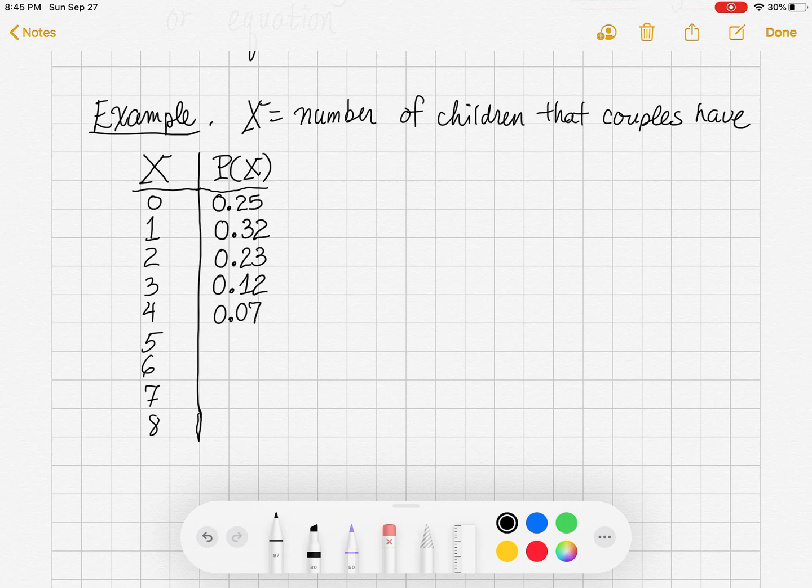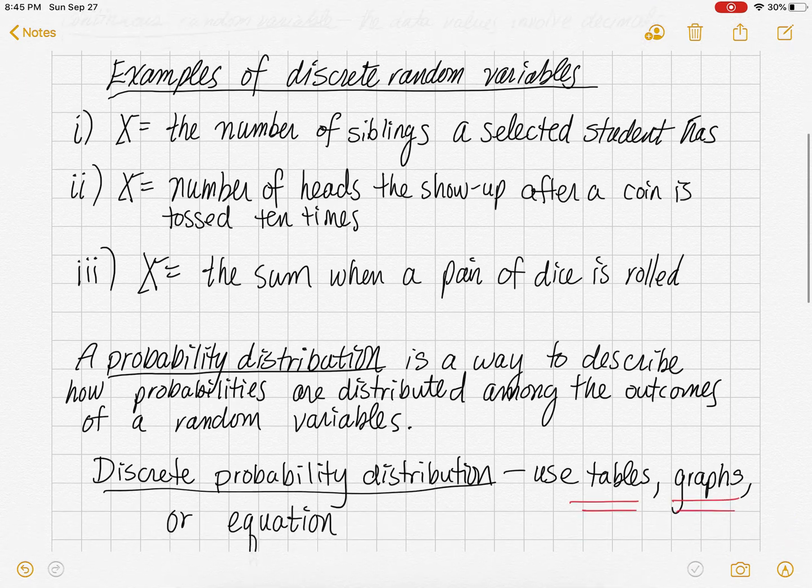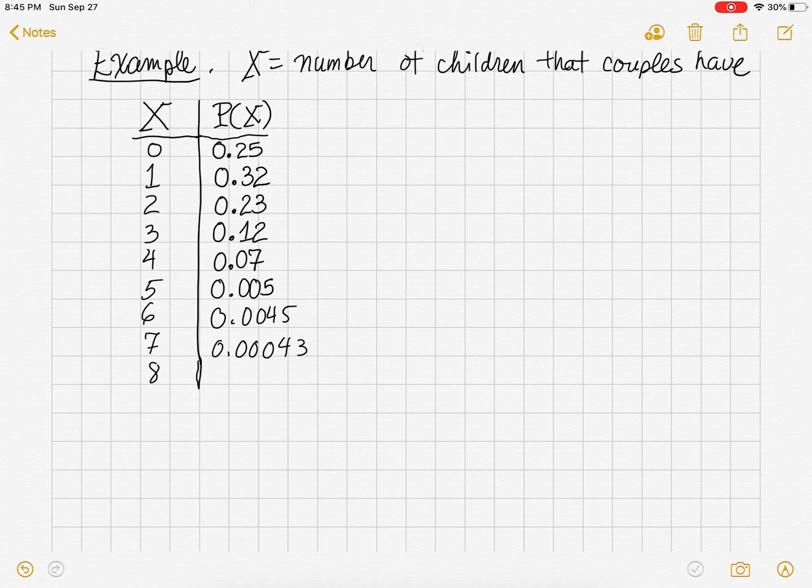That's 12%. 4 children, let's say, is 0.07. 5 children is 0.005, so that would be 0.5 of 1%. 6 children, the probability of having 6 children, 0.0045. 7 children is 0.00043, and 8 children, that's the limit we're having here for this situation, 0.00007.